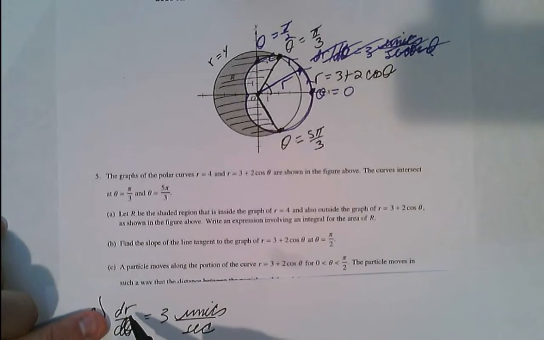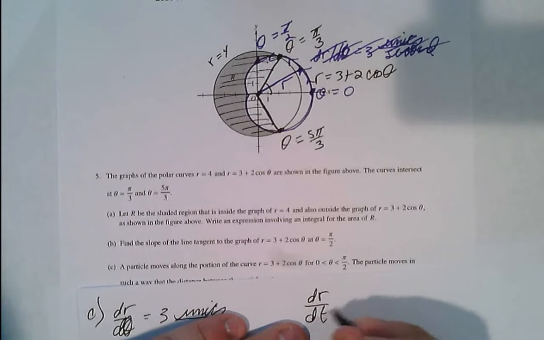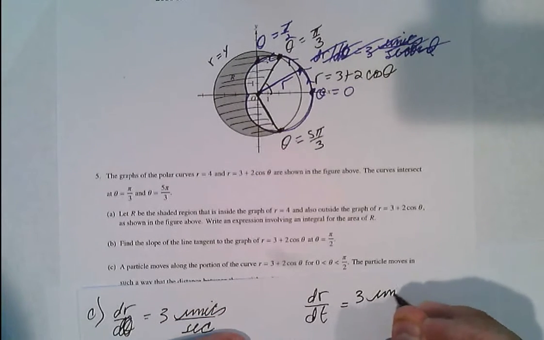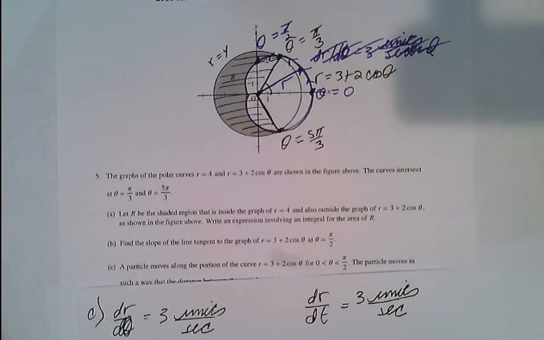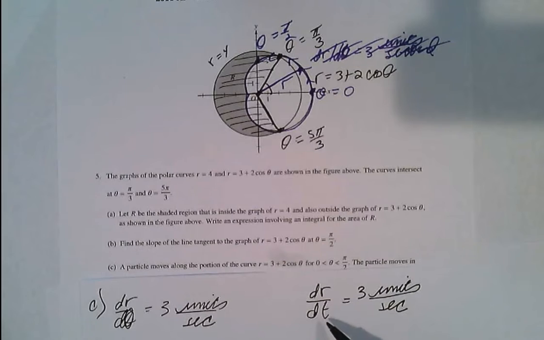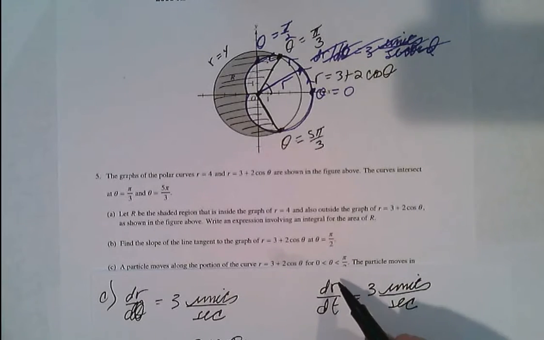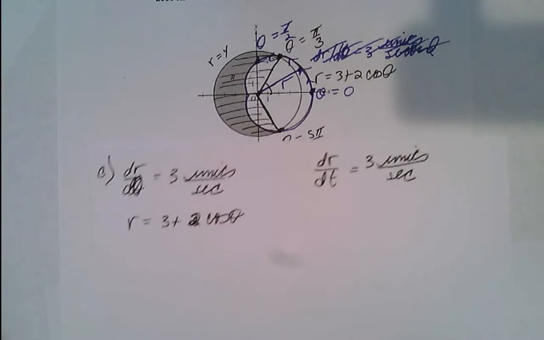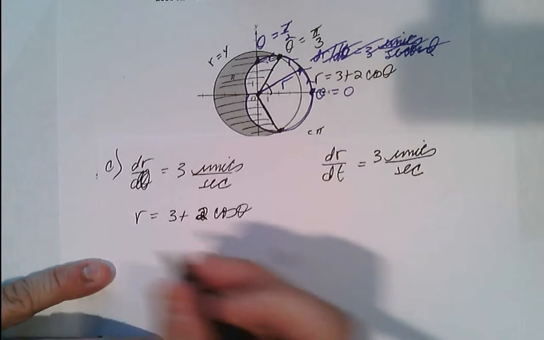I'm not looking at how the radius changes with respect to theta. I'm looking at how the radius changes with respect to time. So 3 units per second. What I want is dr dt. I know that my radius is 3 plus 2 cosine of theta. I want dr dt, the derivative of the radius with respect to time, but what I have is the radius in terms of theta.